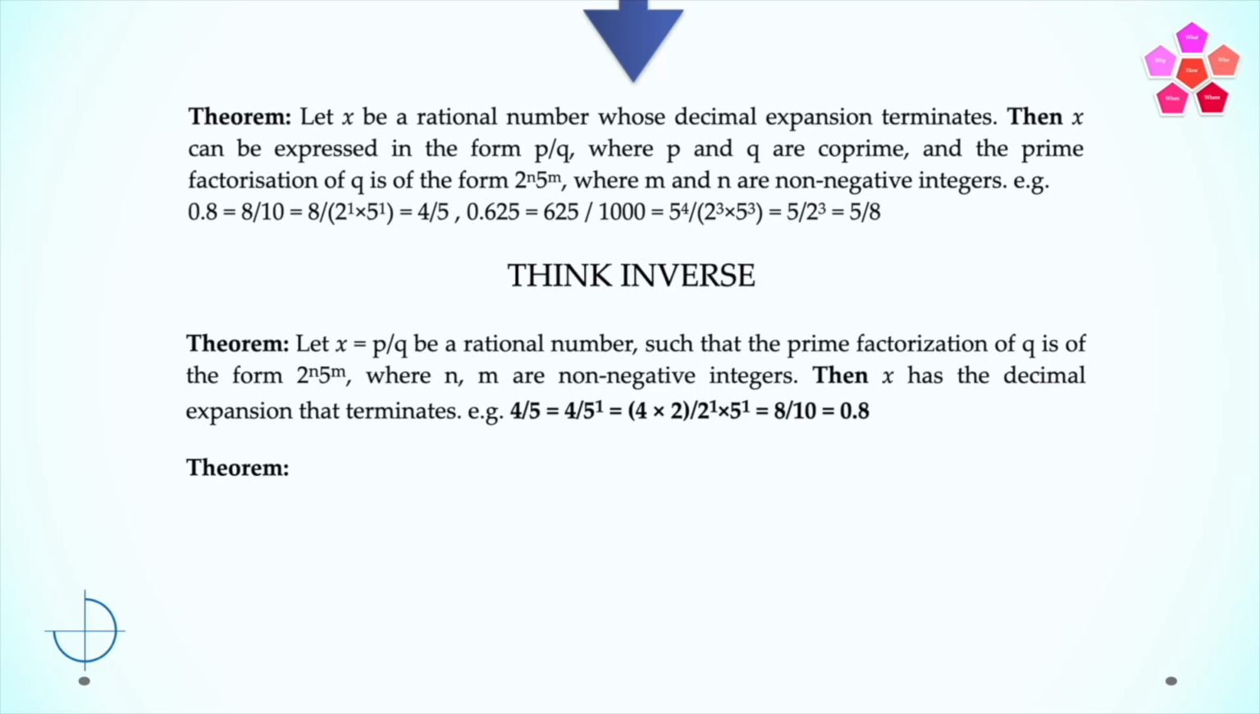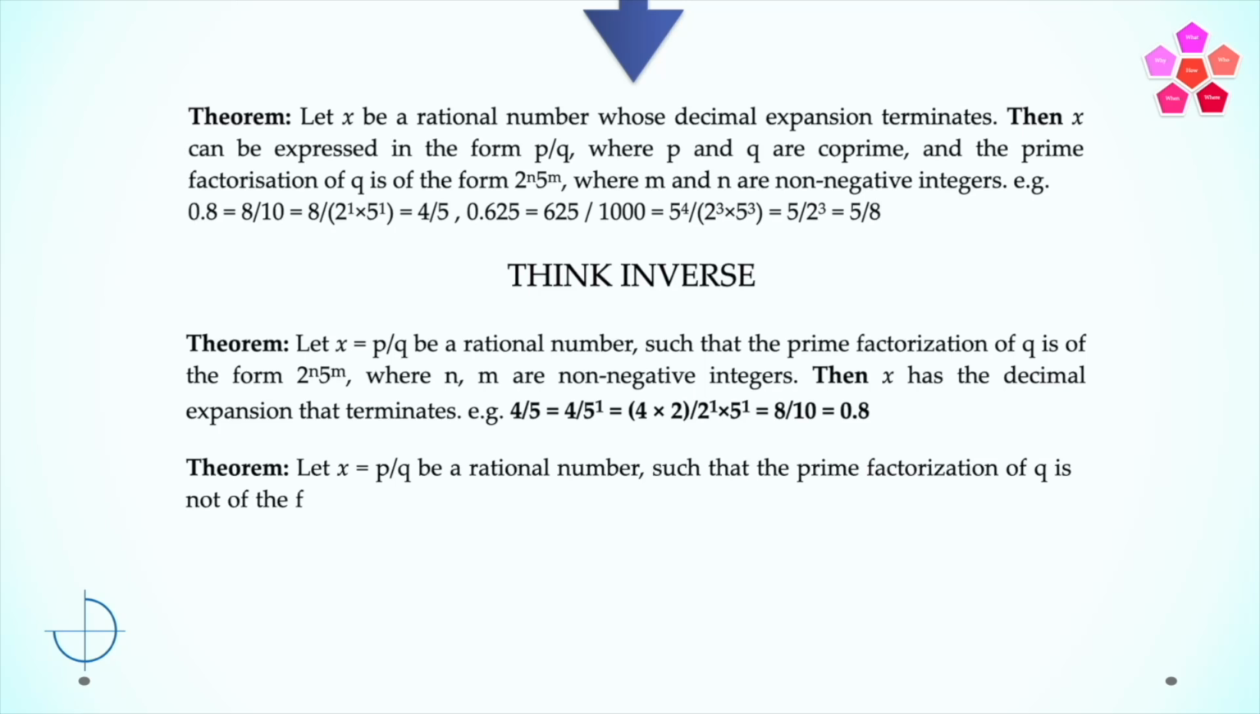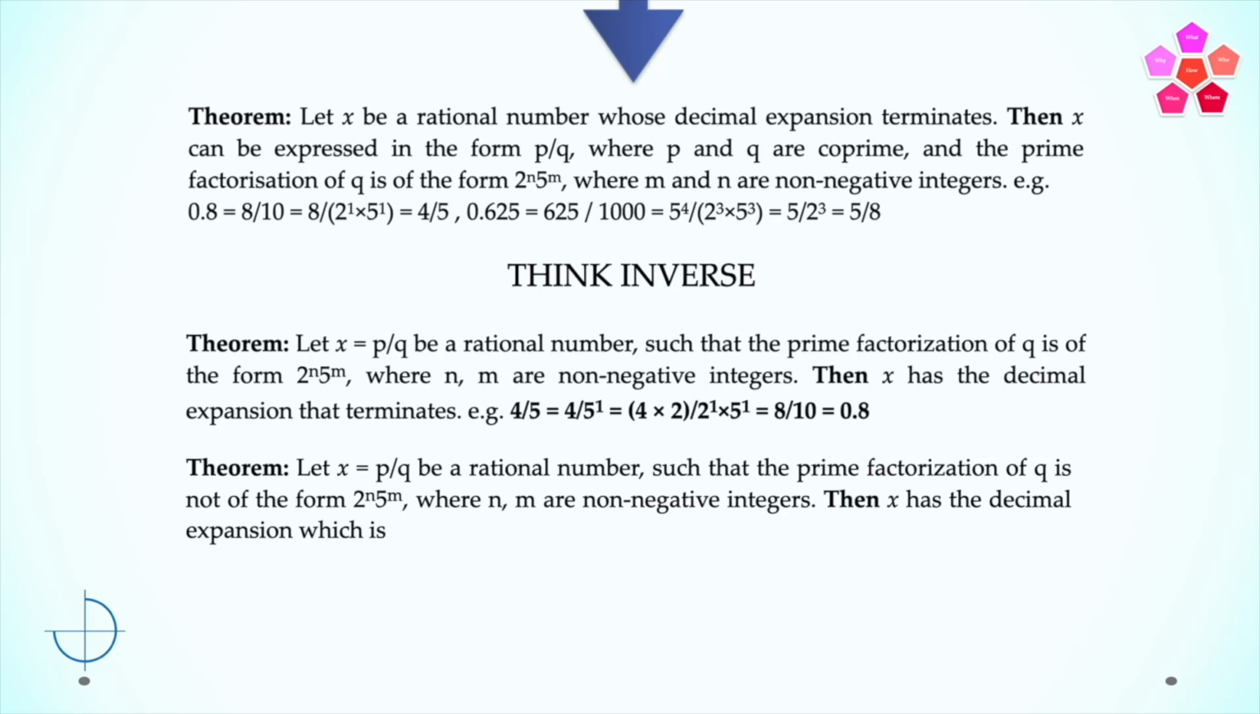But what if the prime factorization of q is not of the form 2 raised to the power of n into 5 raised to the power of m, where n and m are non-negative integers, as I have already suggested? So now the theorem becomes, let x is equal to p by q be a rational number such that the prime factorization of q is not of the form 2 raised to the power of n into 5 raised to the power of m, where n and m are non-negative integers. Then x has a decimal expansion which is non-terminating, repeating.